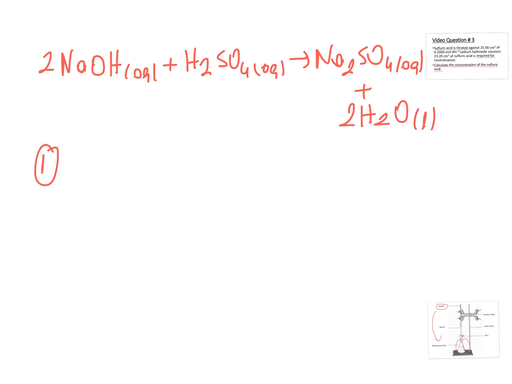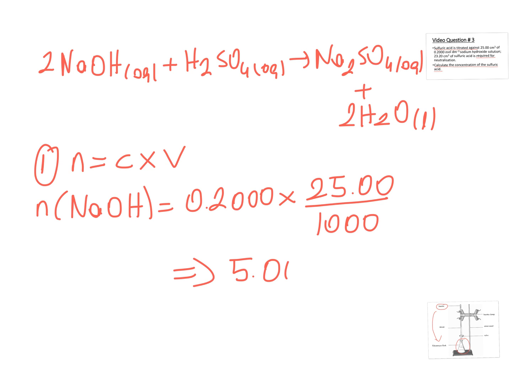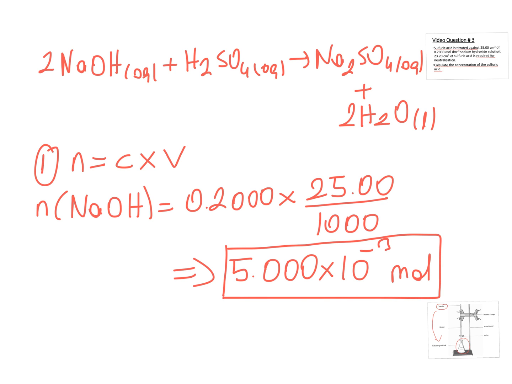In step 1, work out the number of moles of sodium hydroxide. Number of moles is equal to concentration times volume of solution. Number of moles of sodium hydroxide is equal to sodium hydroxide concentration 0.2 multiplied by volume of sodium hydroxide converted to cubic decimeter, and this equals 5.00 × 10^-3 mole. This is the amount of sodium hydroxide solution.